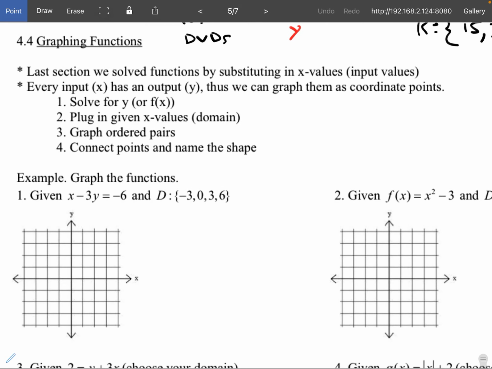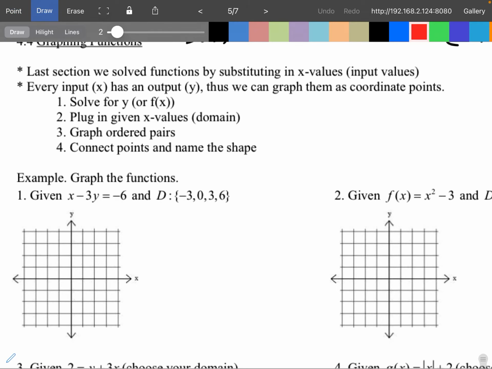Okay, so we're going to graph functions today, all right? This is the exact same thing we were doing in chapter 2, except now we're just calling them functions. Now, the only difference, on these directions at the top right here, is the first thing you have to do is solve for y. Some of these do not have y all by itself. So I want you guys to note that first, all right?